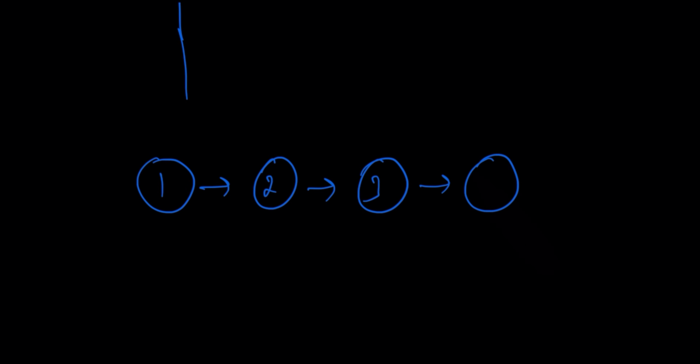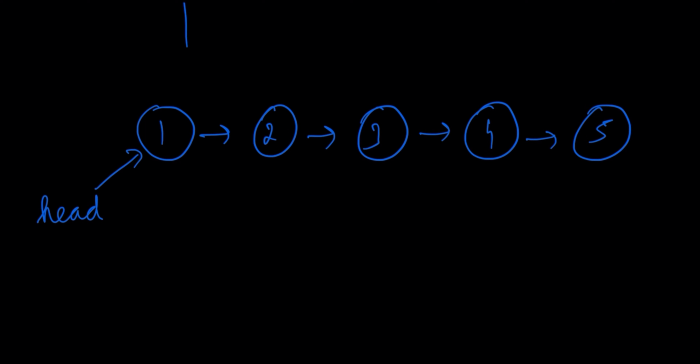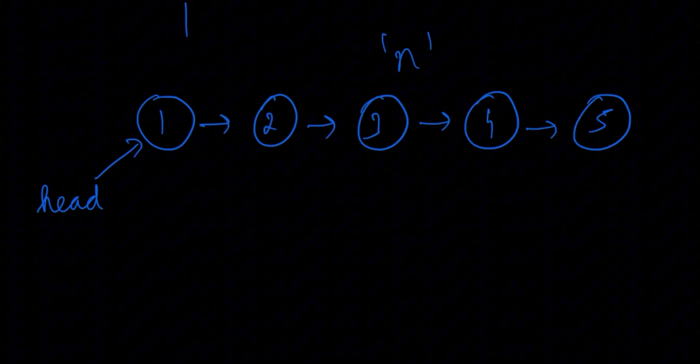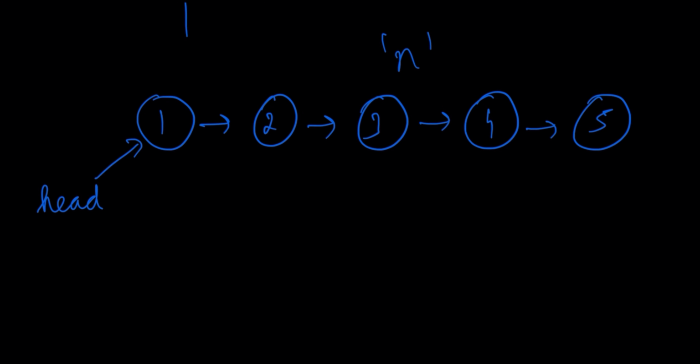So in this approach, we have the linked list 1, 2, 3, 4, 5. Initially the head is at 1, and to reverse this linked list, we are going to need to traverse it. Let's say the linked list size is n, and to traverse this linked list, it will take us O of n operations.